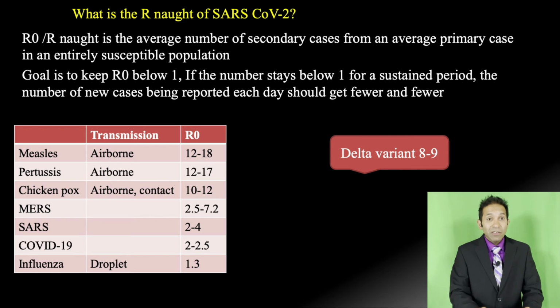Now, the Delta variant R0 is equivalent to chickenpox, almost 8 to 9. That's why it's highly infectious, highly contagious. We'll talk about Delta variant in the immunization section, okay?